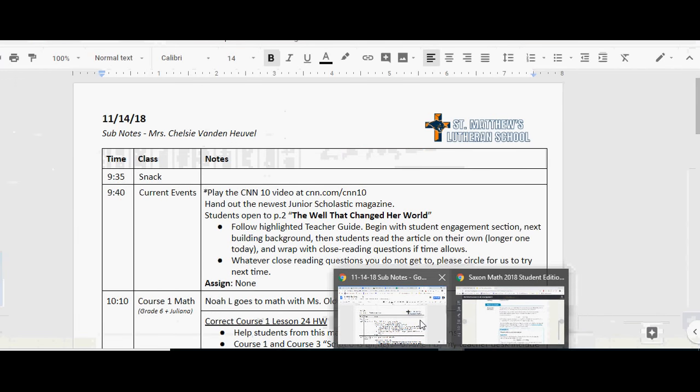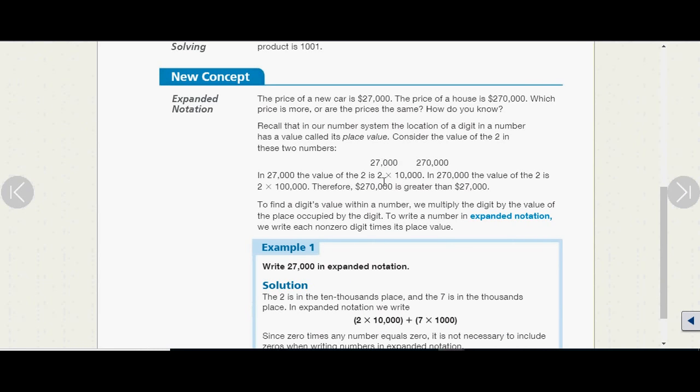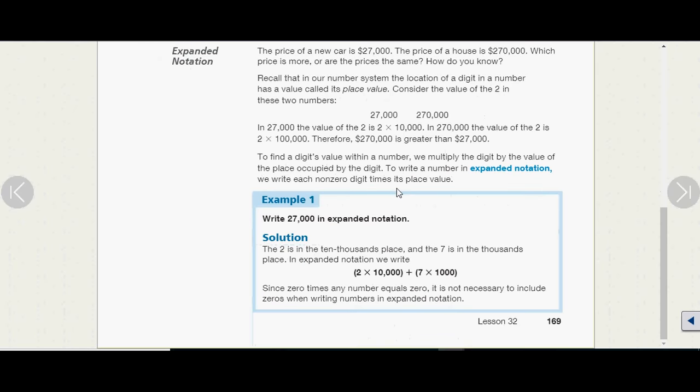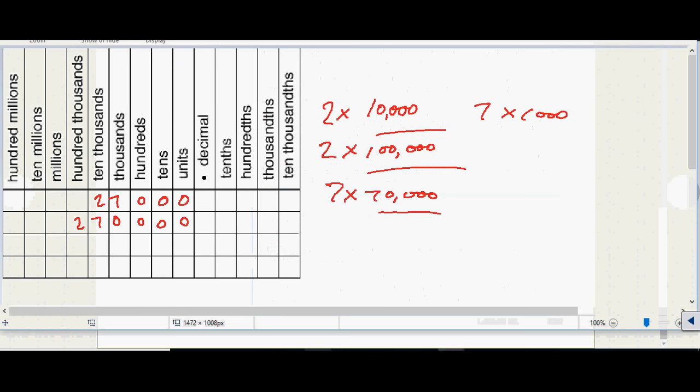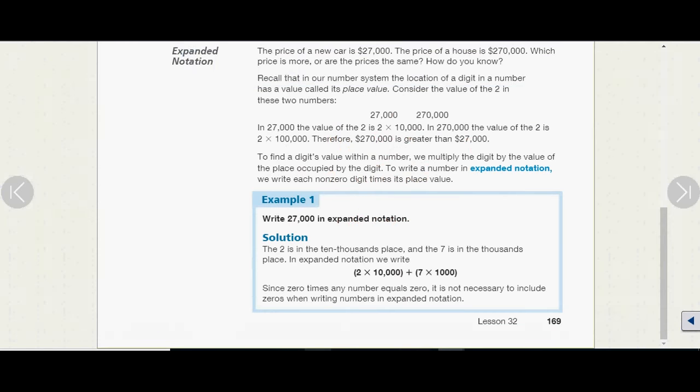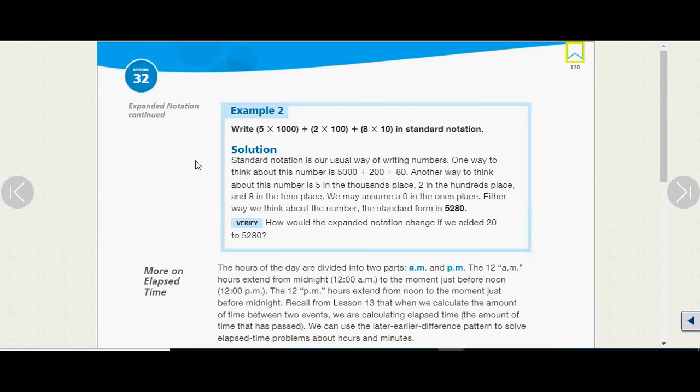What does that mean? How do we do expanded notation? To write a number, we write each non-zero digit and we show it times its place value. So 27,000 in expanded form, we would take the 2 and show it times its place value of 10,000, plus, in parentheses, 7 times its place value, 1,000.